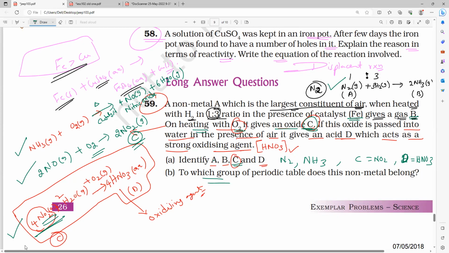And to which group of the periodic table does this non-metal belong? Which group, guys? Nitrogen family. Nitrogen family, which group? 15th group. Verify it. Okay, solve it. Mark this question.